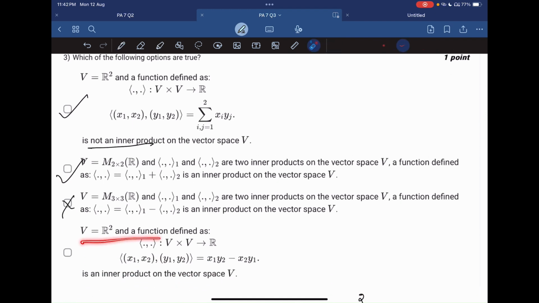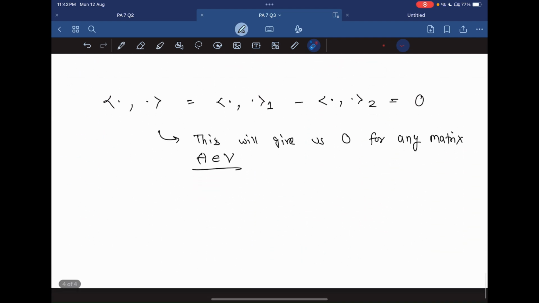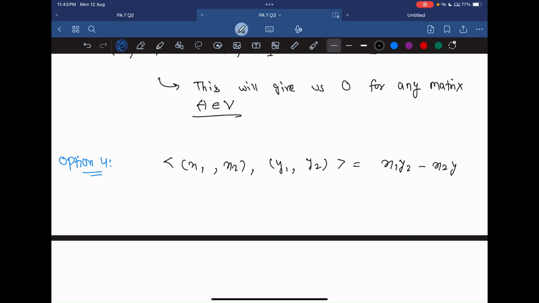Now the last option, V is R2, so we are defining a function as x1 y2 minus x2 y1. So option 4, x1 x2 y1 y2, and it is defined as x1 y2 minus x2 y1. We have to check whether this is an inner product or not. So let's take an example of 1 comma 1 with 1 comma 1. As it is an inner product of a vector with itself, it should be greater than 0 as the vector itself is not 0. Let's check.